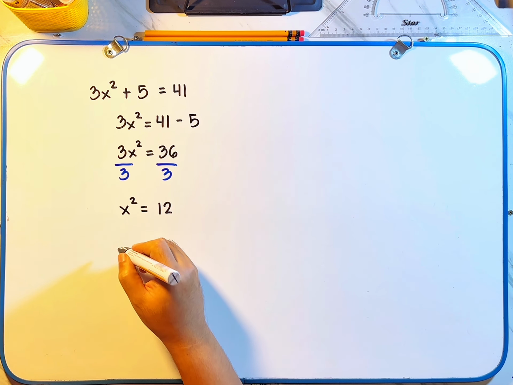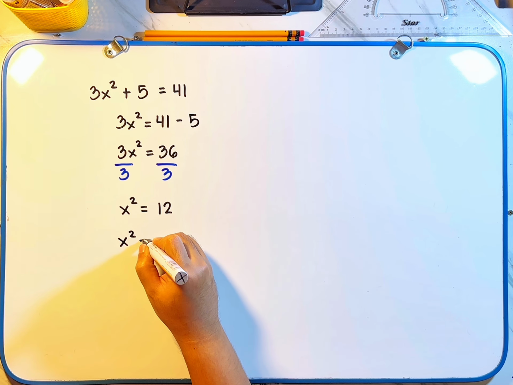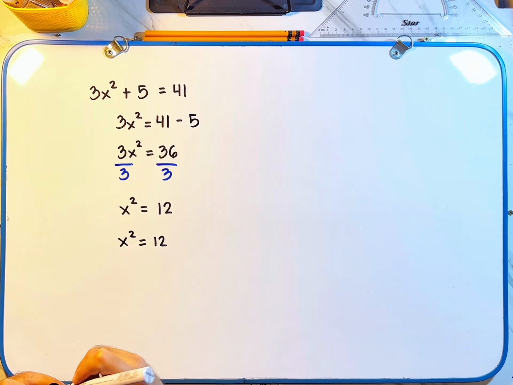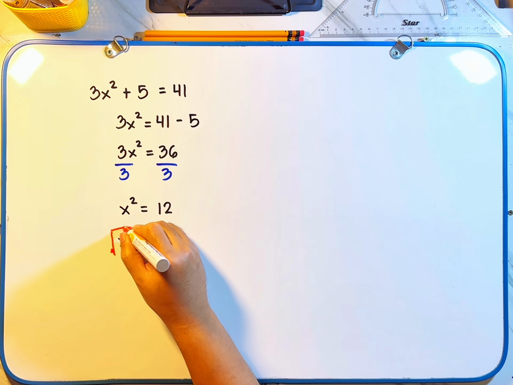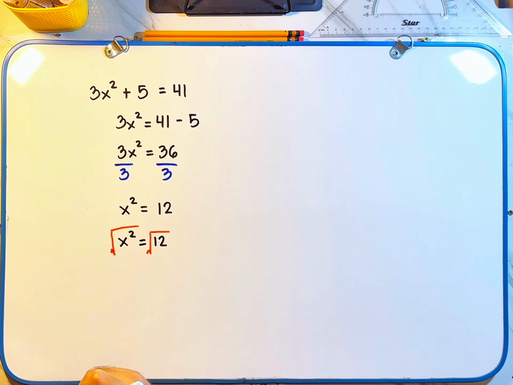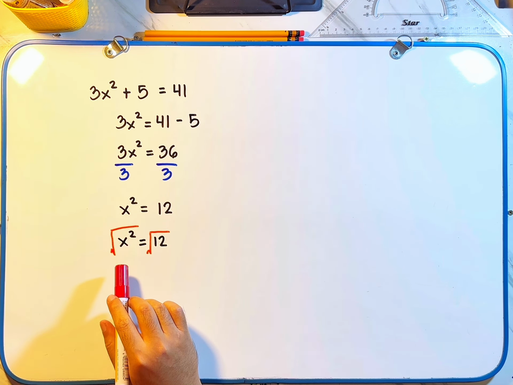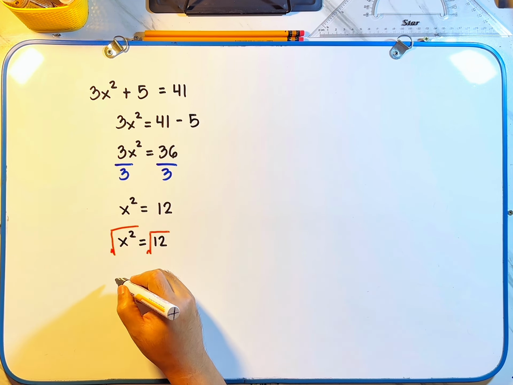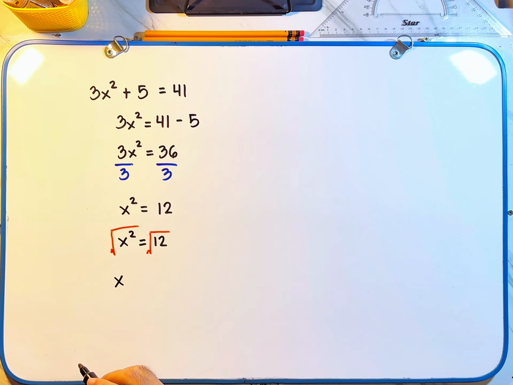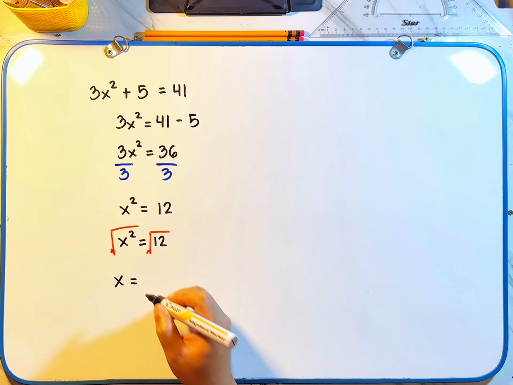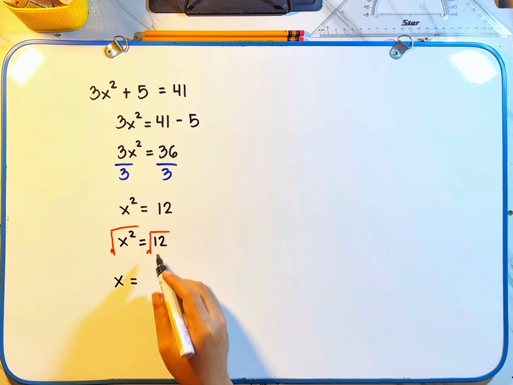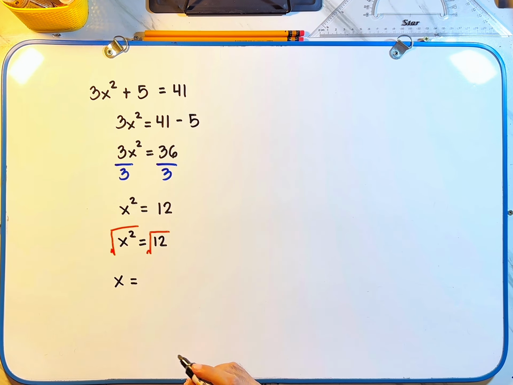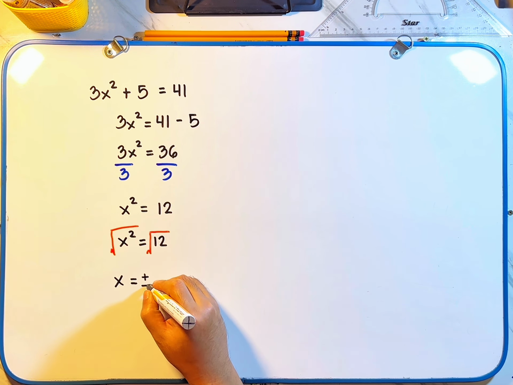All right, now let me copy. x squared equals 12, and then we will take the square root of both sides. Why? So that we can obtain the value of x. We need x, not x squared. So we have x, since the square root of x squared is x, equal to the square root of 12. And whenever we're taking the square root, always add plus minus.